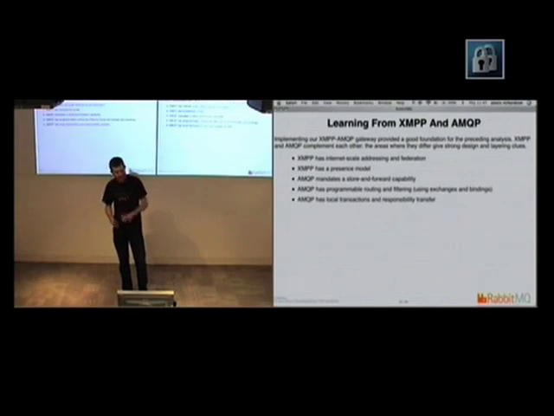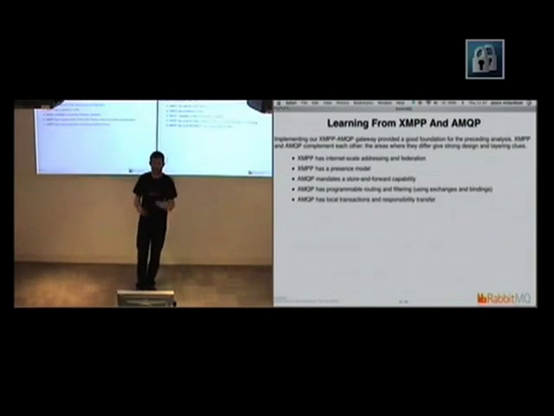But on the other side, XMPP is lacking a mandated store and forward capability, a Lego brick of a shared queue. It doesn't have programmable routing and filtering. It doesn't have transactions or responsibility transfer yet. All of these things you could add to XMPP, they just haven't been done yet. PubSub has some of these aspects, but it's missing others.